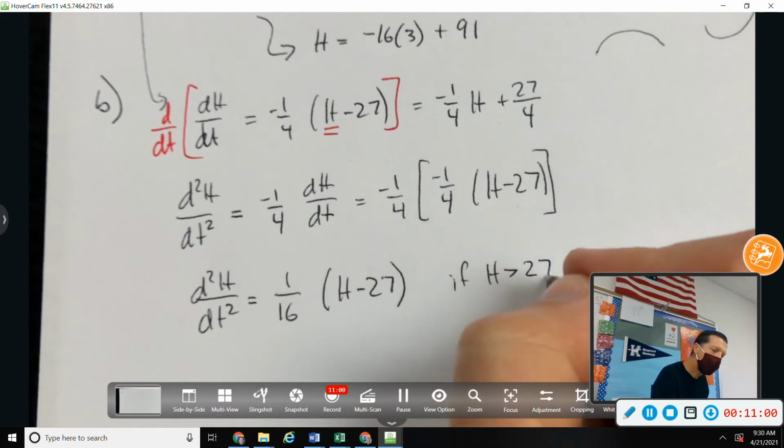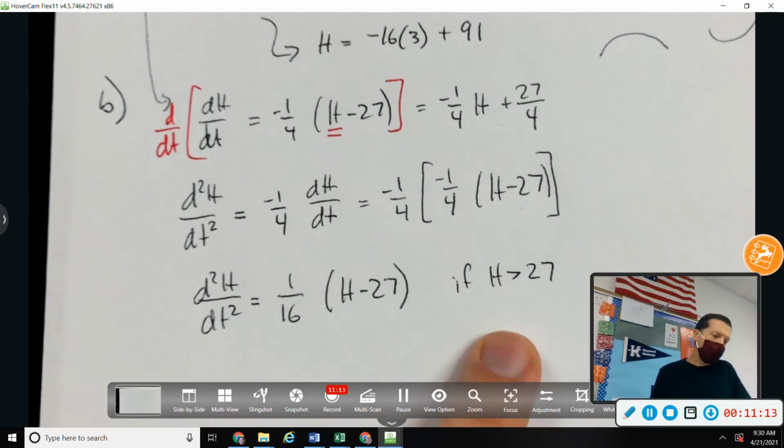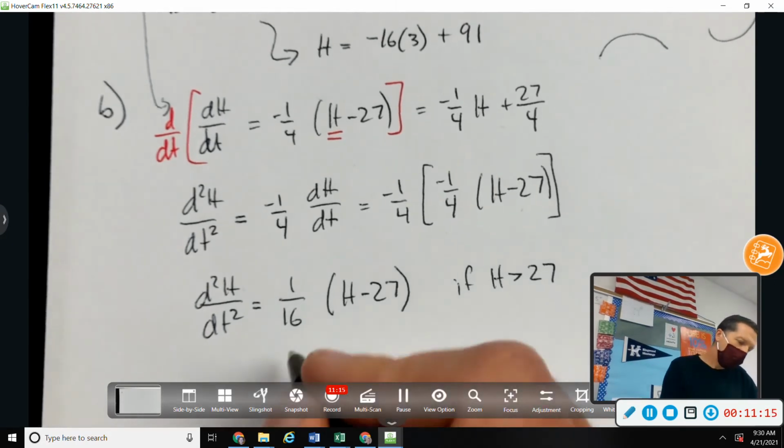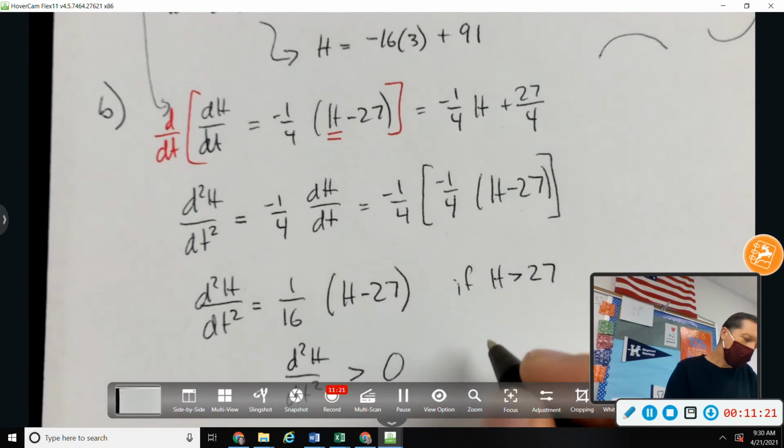If h is always greater than 27, what do we know about the second derivative? It's always going to be positive, right? Something minus 27, or 28 minus 27, or 40 minus 27. So the second derivative is always positive, which means h is always concave up.